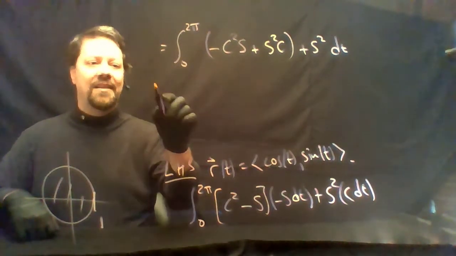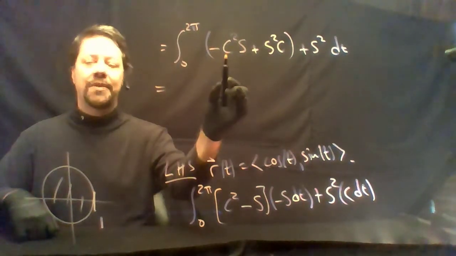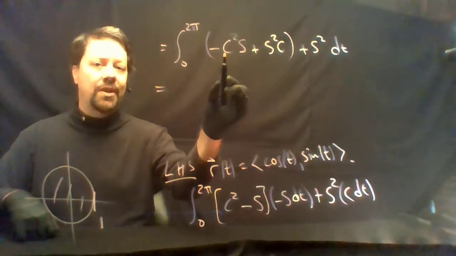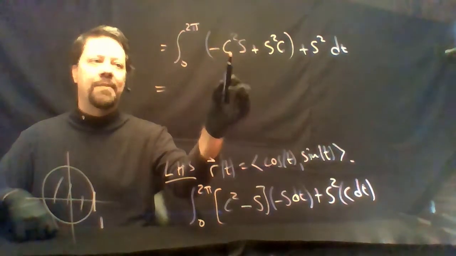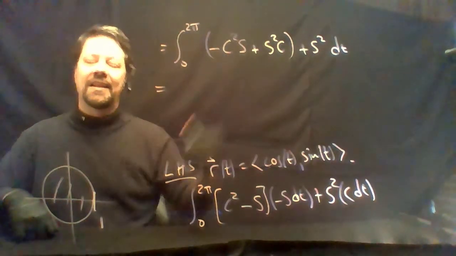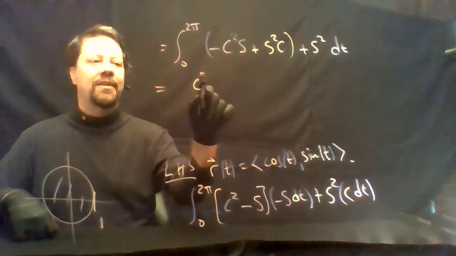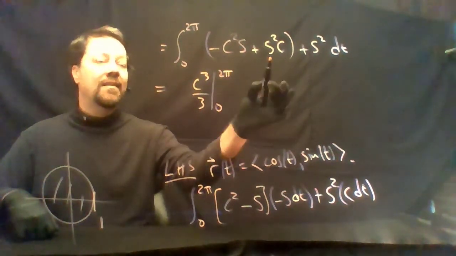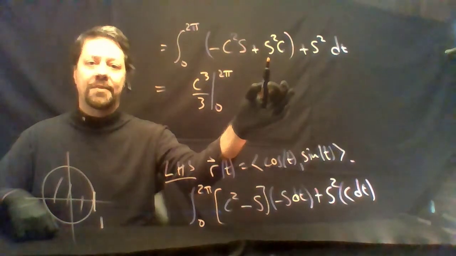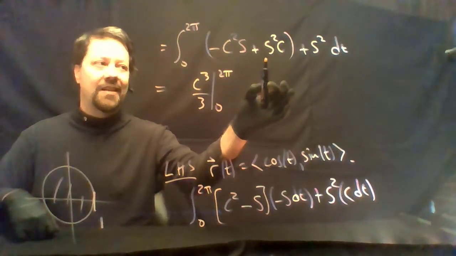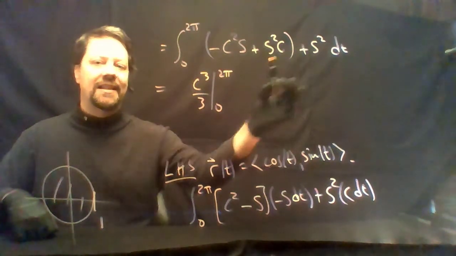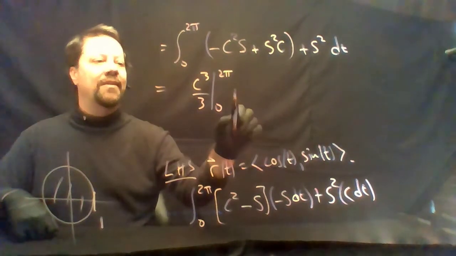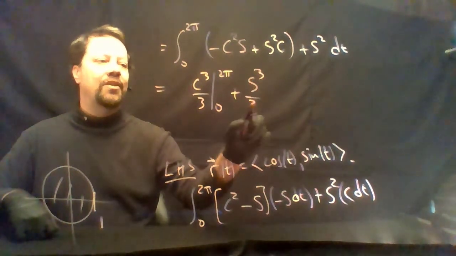I think you can see that on these first two terms, if you did a substitution u equals cosine t, du would be minus sine t dt. When you integrate, you would get cosine cubed over 3. On the second term, the substitution would be u equals sine t. Du would be cosine t dt. When you integrate, you'll get sine cubed over 3.